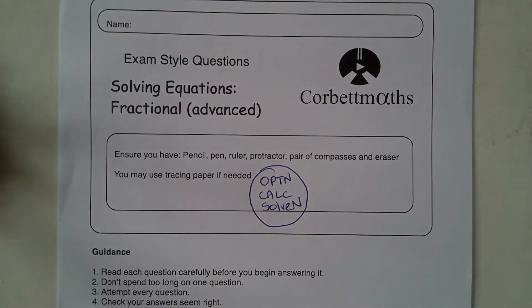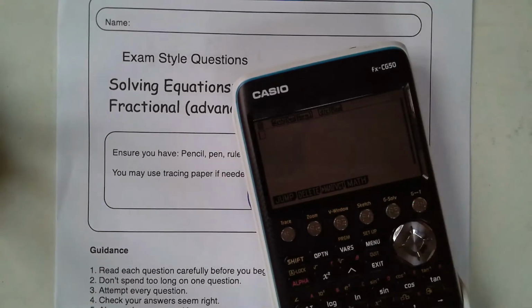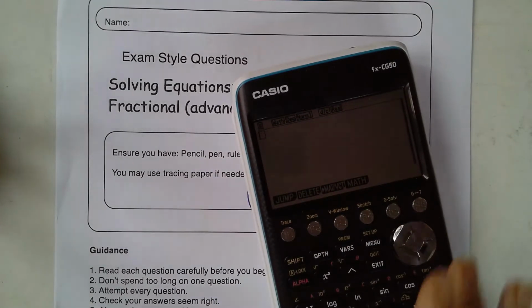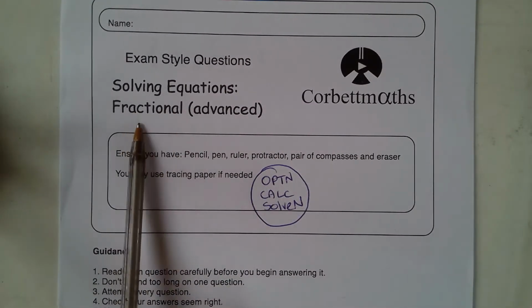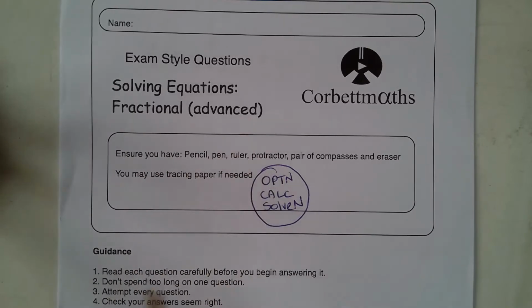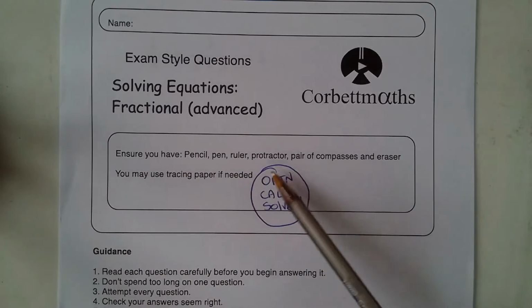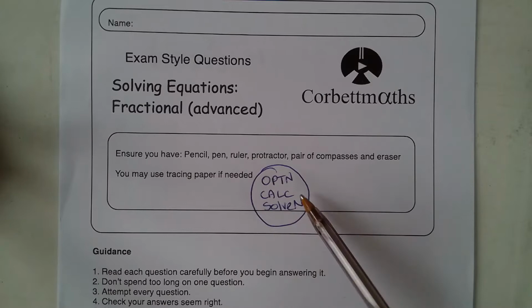Good morning. So this is another video on how to use the Casio CG50 calculator, and in this video I'm going to be looking at the Corbett Maths booklet, Solving Equations Fractional Advanced. This is another video where we're going to use this sequence of buttons.